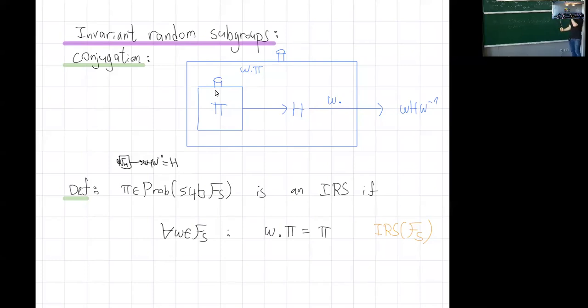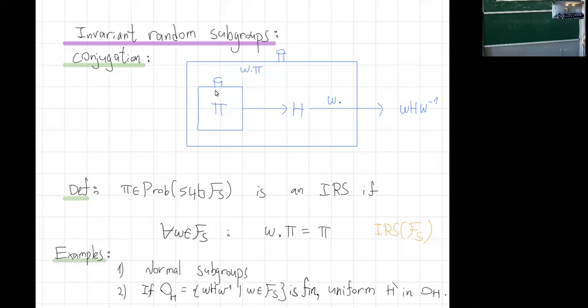We don't really think about the sampling mechanism. We think about the distributions. So we will say that a random subgroup is an invariant random subgroup if it is conjugation invariant for every element of the free group. So that's just the random subgroup analog of being a normal subgroup. And actually the first example of an invariant random subgroup is just normal subgroups.